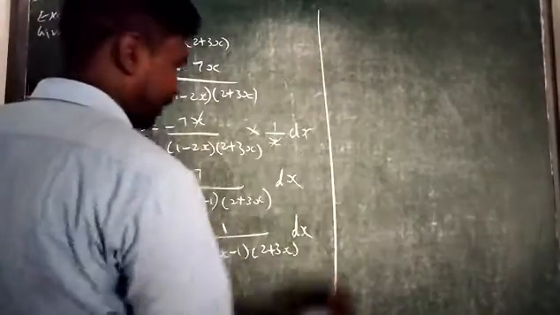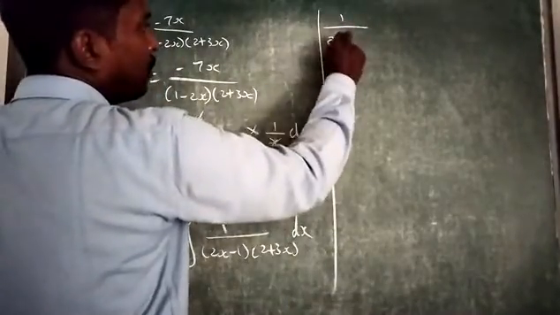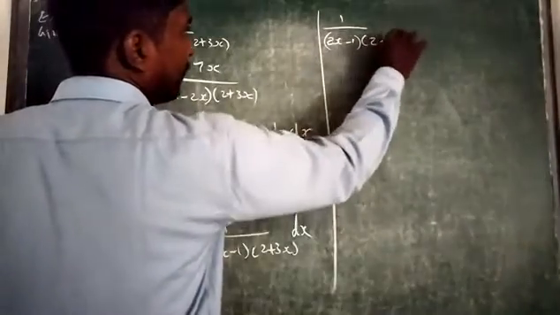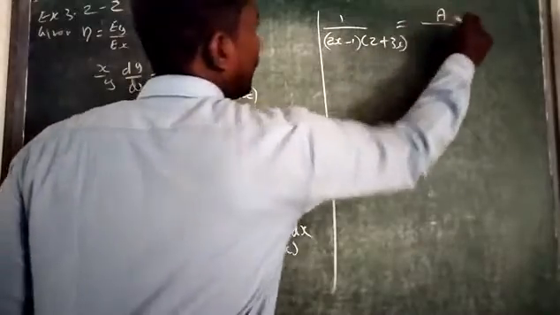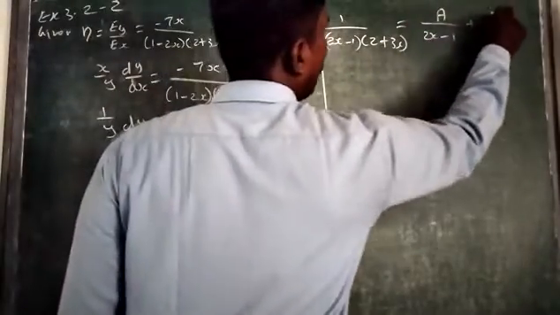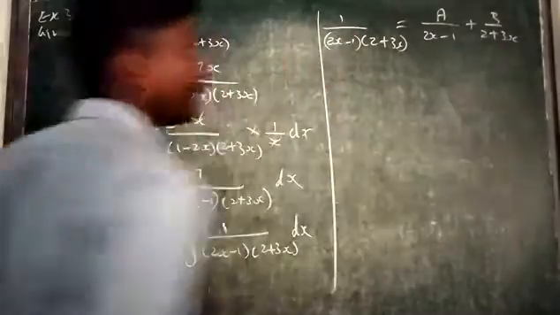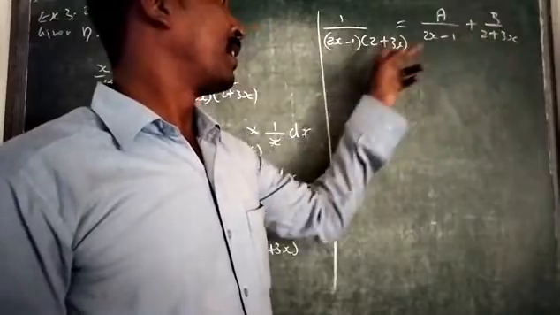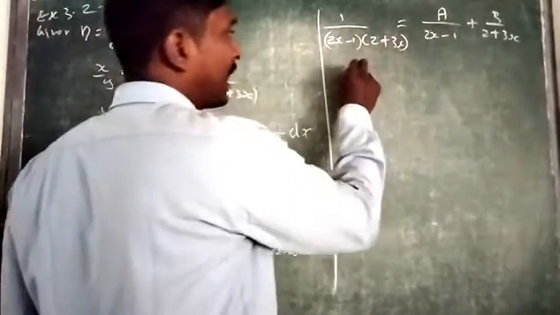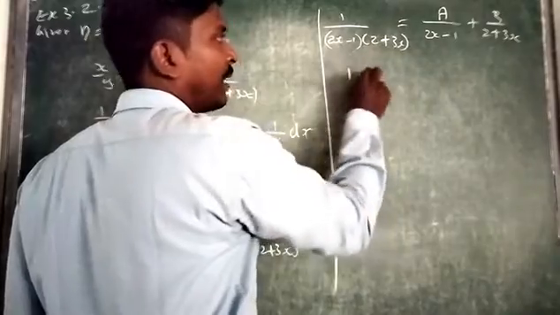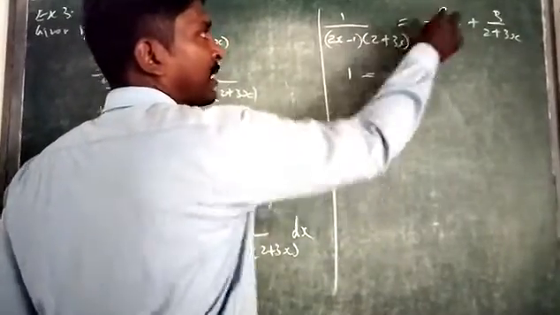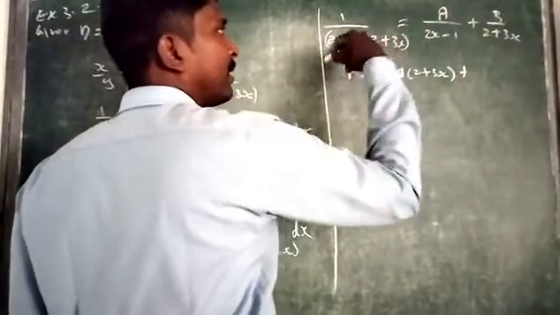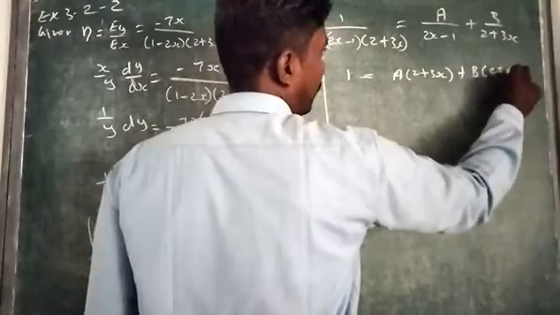How to use the partial fraction? Take the term 1 by (2x minus 1) into (2 plus 3x), and take A by (2x minus 1), then B by (2 plus 3x). Now the aim is to find the A and B values. If you cross multiply, you are able to eliminate the denominator. Then when you multiply, 2x minus 1 cancels, then A multiplies with (2 plus 3x). Then B multiplies with (2x minus 1).